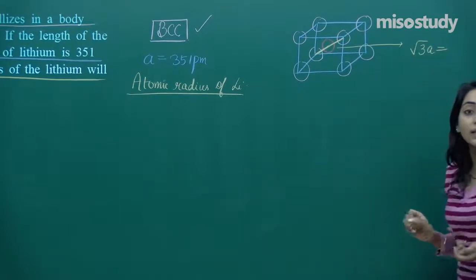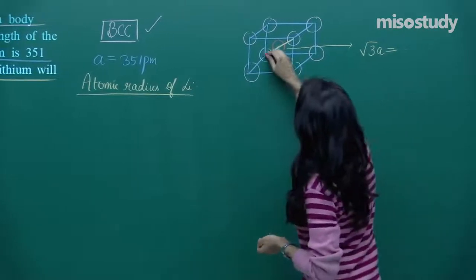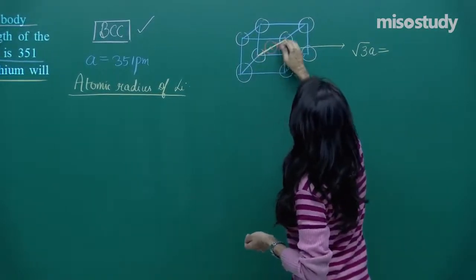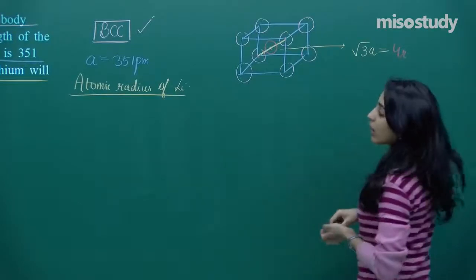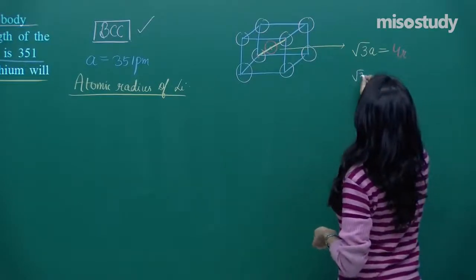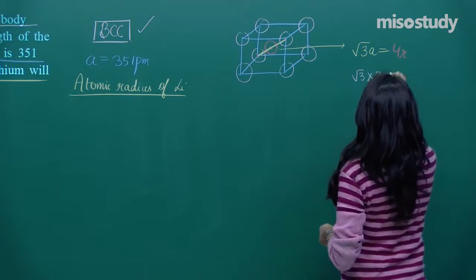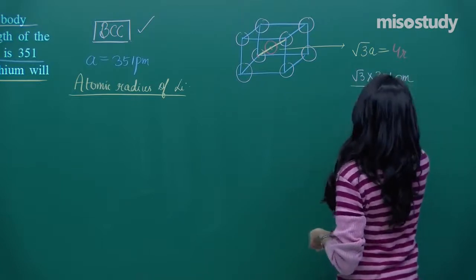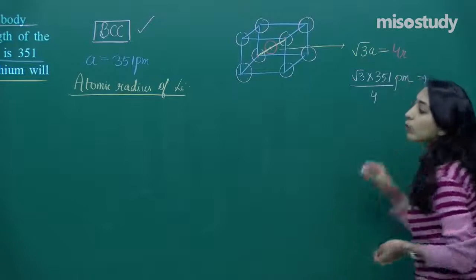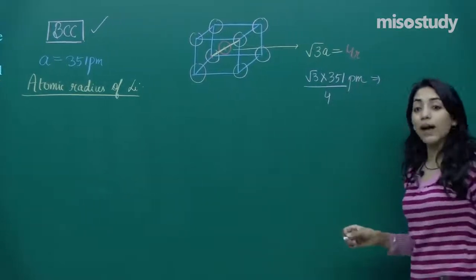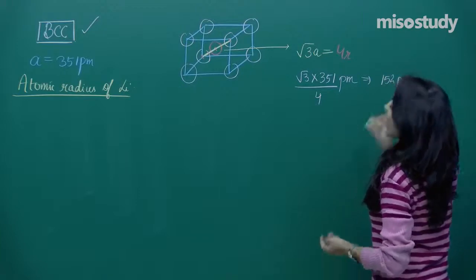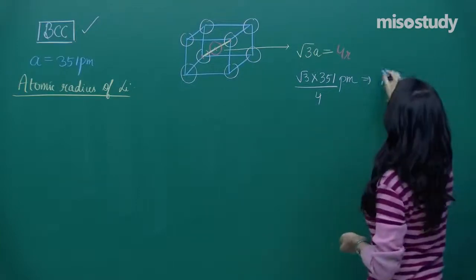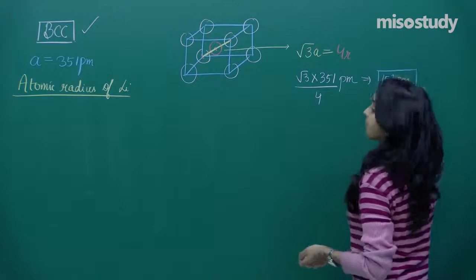Just now we calculated, and this is again equal to r plus 2r plus r, which is 4r, right? Now what is the edge length which is given to me? Divided by 4, and if you do the calculation, I am a very good calculator. So if you do the calculation, you will get the answer nearly 152 picometers.